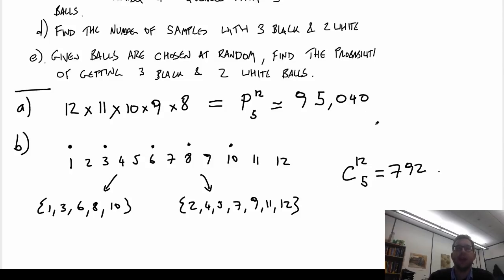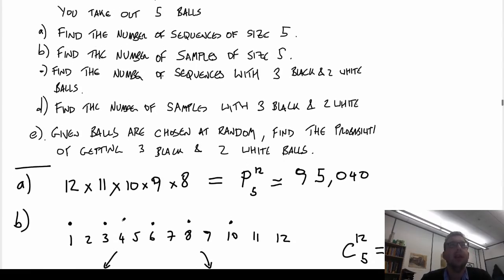So here we care that we get a 1, then a 3, then a 6, then an 8, then a 10, and here we just care that we get 1, 3, 6, 8, 10, but we didn't care exactly which order they came out of the bag in. Now let's look at part C.